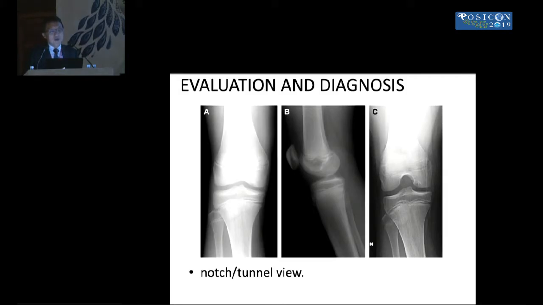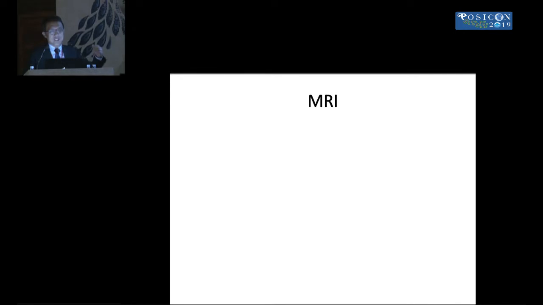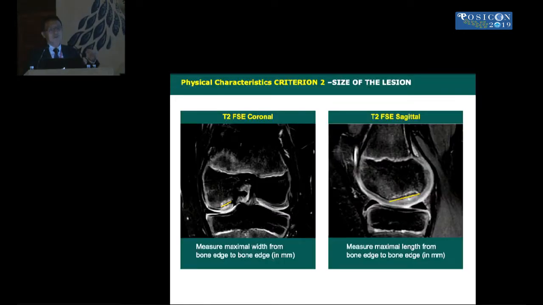So how do you evaluate this? You do X-rays, and X-ray can be plain AP and lateral, but a lot of the time you can use a tunnel view to help you. And nowadays, a lot of the time you do an EOS or long film to look at whether there's genu valgum or varum, because you may have to add on a correction for that along with your OCD. And MRI is very useful, and I will give you a little bit of classification of MRI.